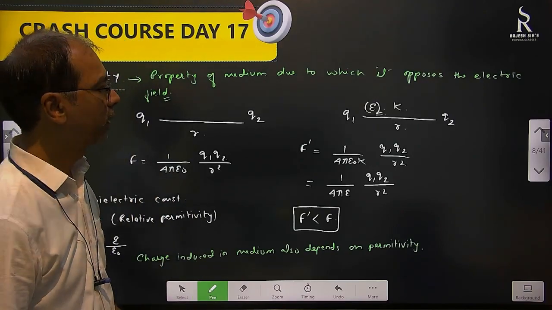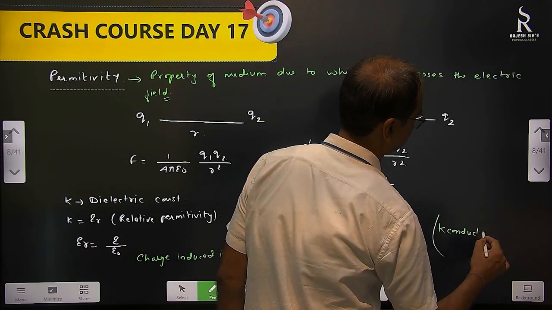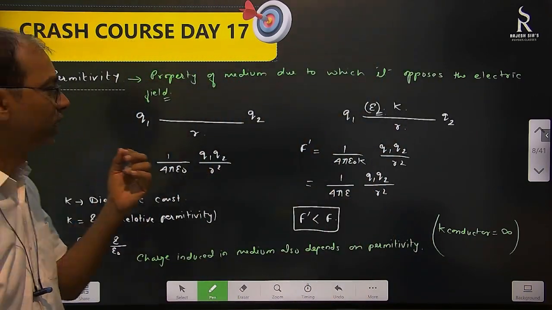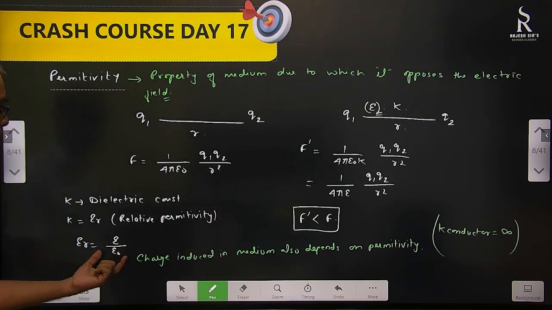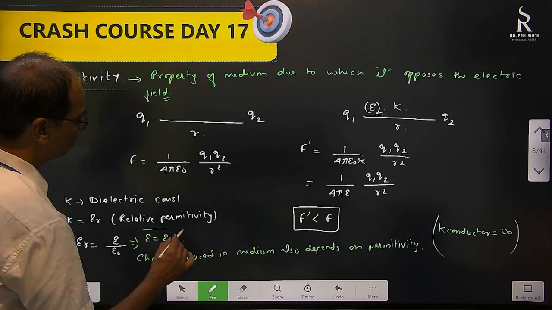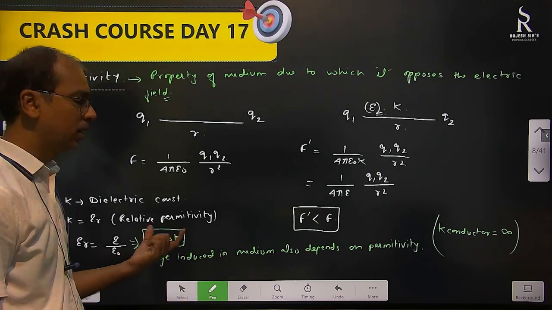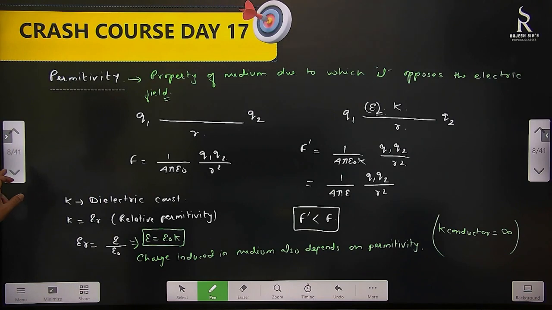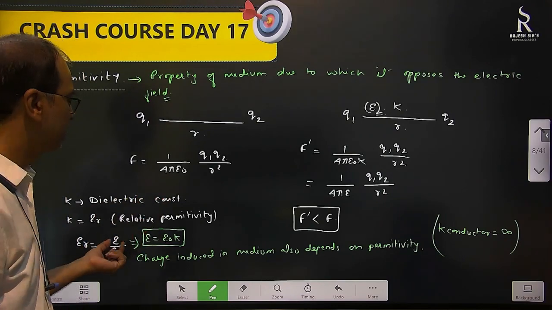Okay, fine. Now, K of a conductor or metal is infinite. So if K is infinite, epsilon naught K is also infinite. What is epsilon naught K? This is epsilon. So epsilon is epsilon naught K. So the conductor's K is infinite, so epsilon is also infinite. This is permittivity. And sometimes they will ask you relative permittivity, which is epsilon by epsilon naught.